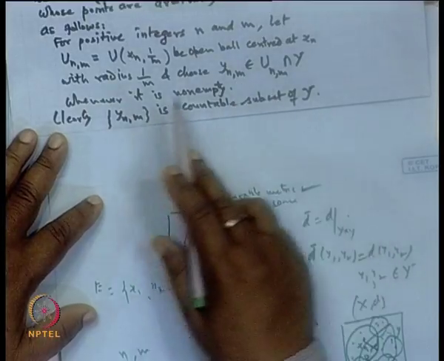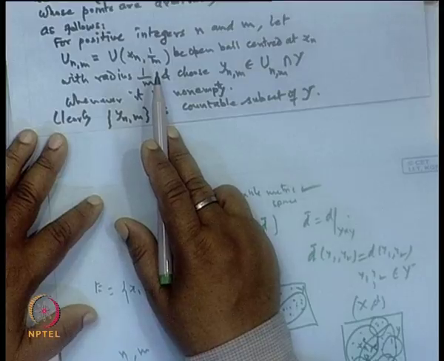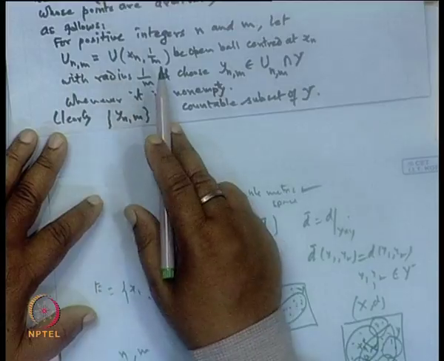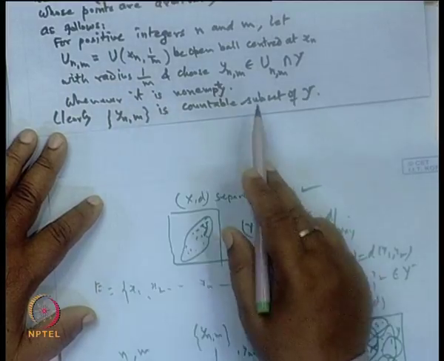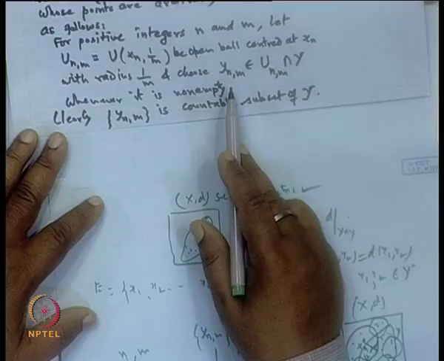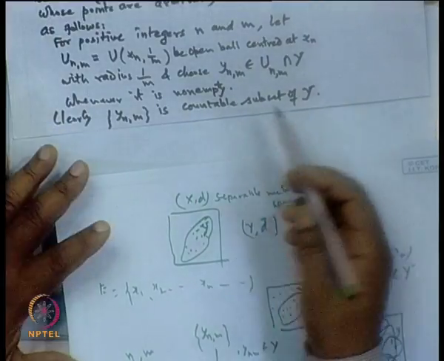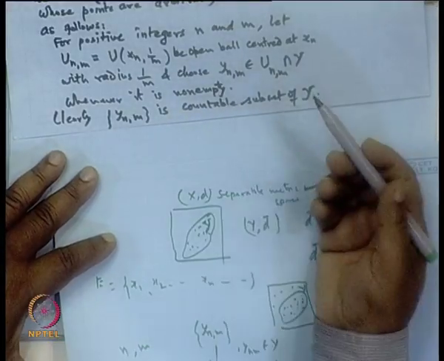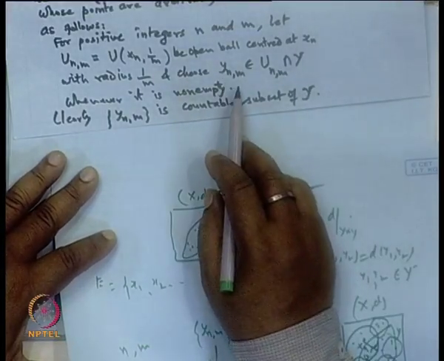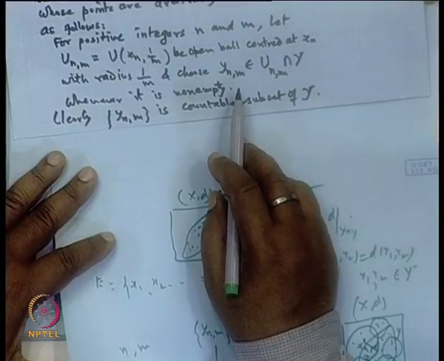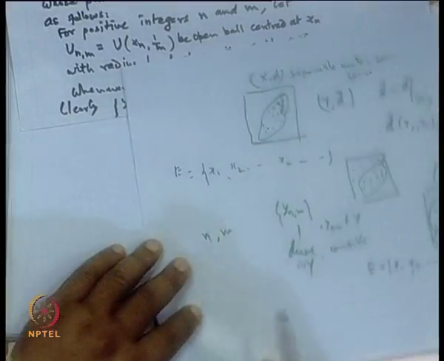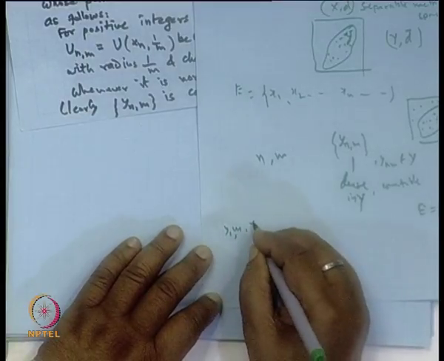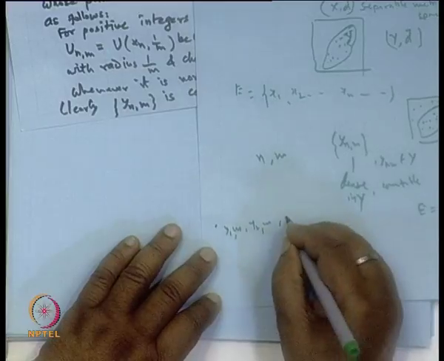So, with x_1 you draw a ball with radius 1/m and pick up a point y_1m. With x_2 you draw the ball of radius 1/m and pick up a point y_2m. Now, all these y_1m, y_2m may not be available, so some balls may be empty sets, and in that case you cannot get a point. But at least you can get a sequence y_1m, y_2m and so on.